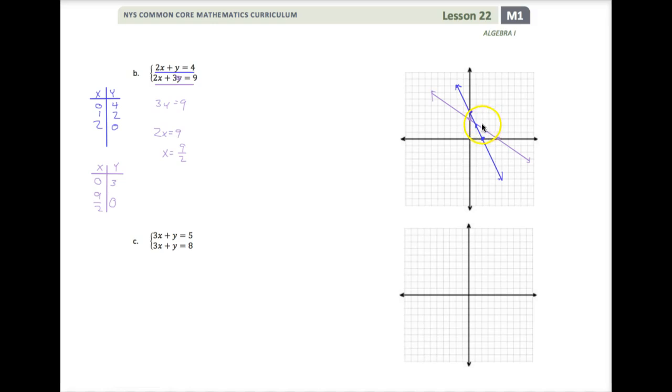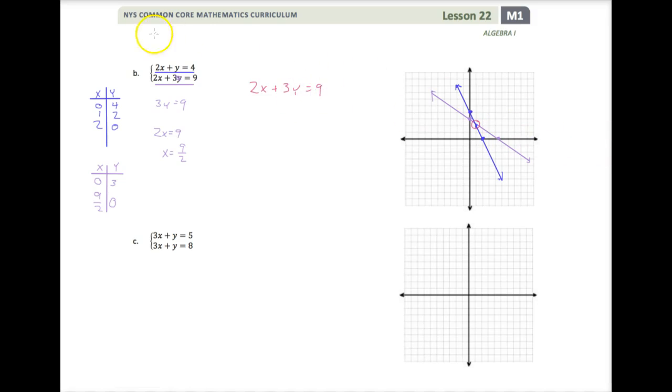Now that these are graphed, we can see that we have a problem. This is not an easily identified point. It's not on one of our little hash marks, and so we know we have a fraction answer. So instead of trying to guess from the graph, it's easier to figure out what's going on from the equations. What I'm going to do is recopy the bottom one, which is 2x plus 3y equals 9.